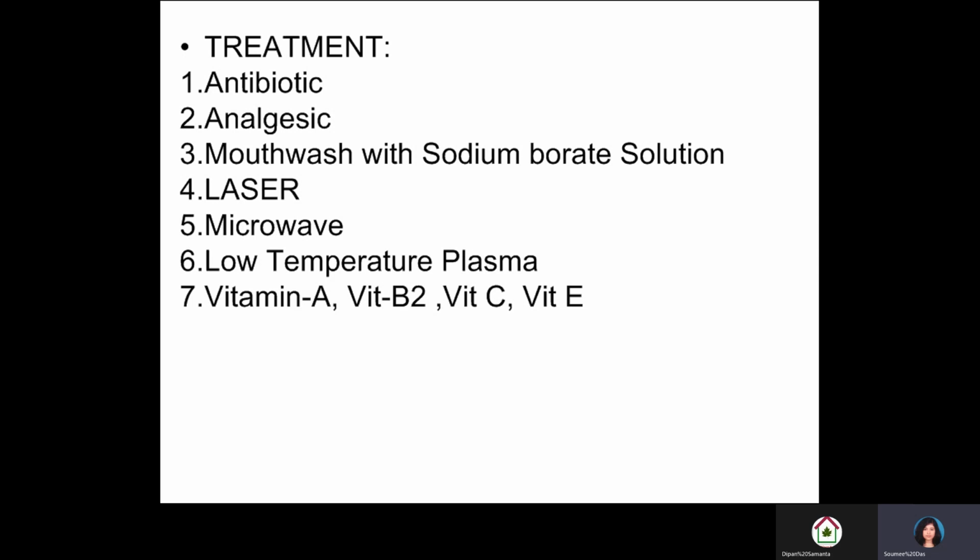If laser is applied, that would shed the hypertrophied area. Next, microwave can be applied for the same reason. And next is low temperature plasma. This can be given to the patient, and vitamin A, vitamin B2, vitamin C and vitamin E have been proved to be effective as a supplement or augmentation to the mainstay of therapy.